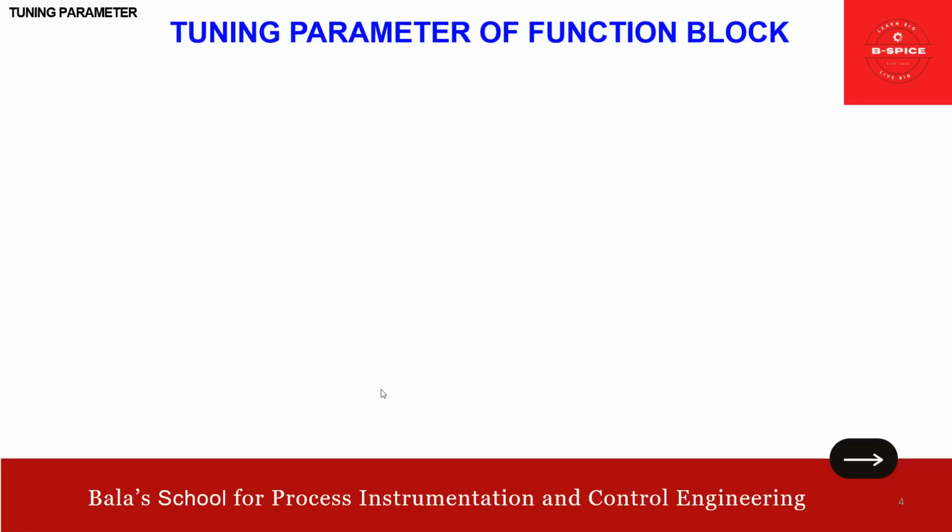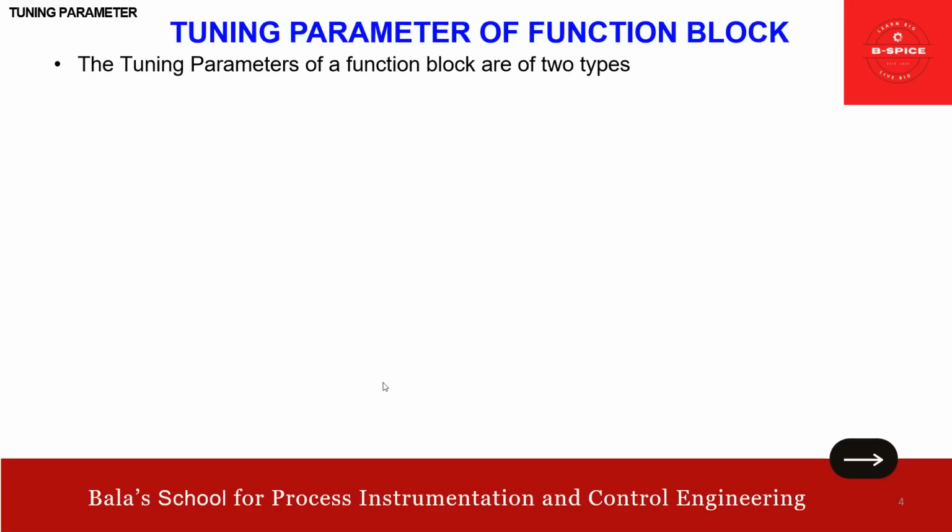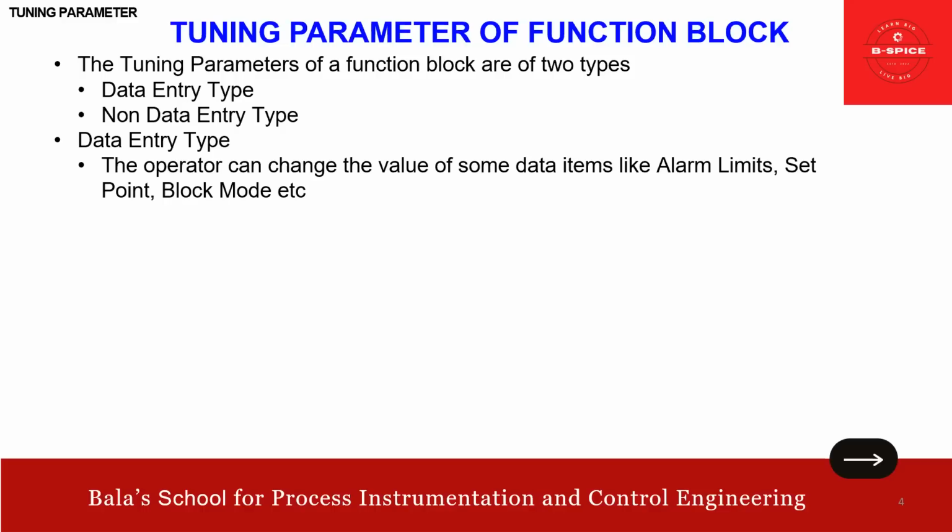Tuning parameters of a function block. Here I just want to elaborate a bit. The tuning parameters of a function block are of two types: one is the data entry type, and the other is the non-data entry type. What is the data entry type? The operator can change the value of some data items like alarm limits, set point, block mode, etc. So these are data entry type.